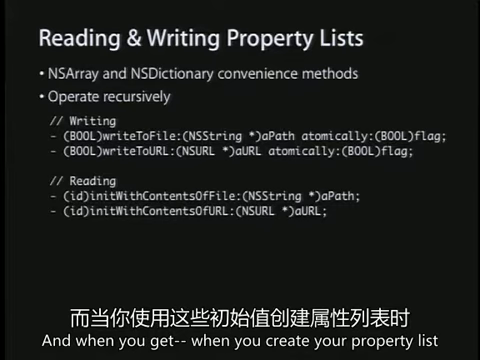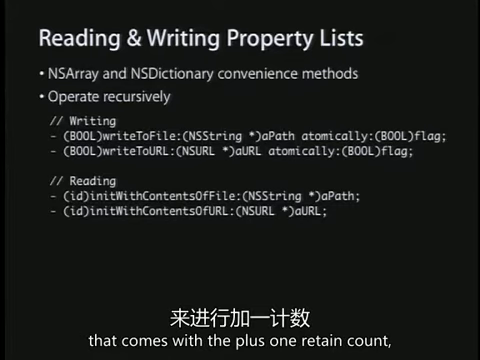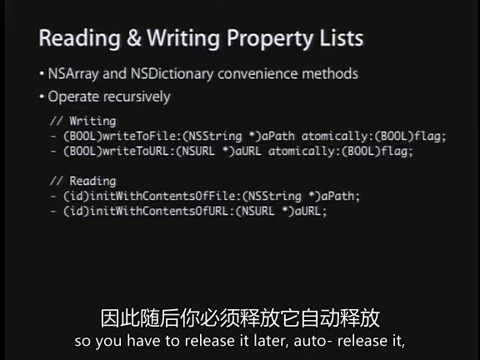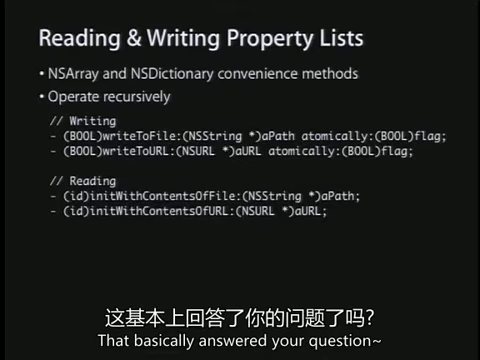And when you create your property list with these initializers, of course, you have an object that comes with a +1 retain count. So you have to release it later, autorelease it, or keep it around for future use. So does that basically answer your question? OK, cool.